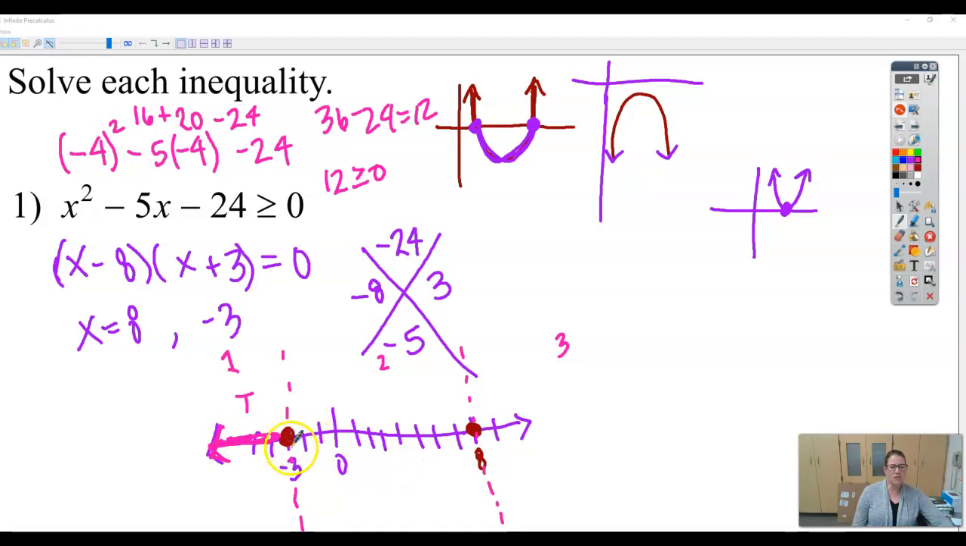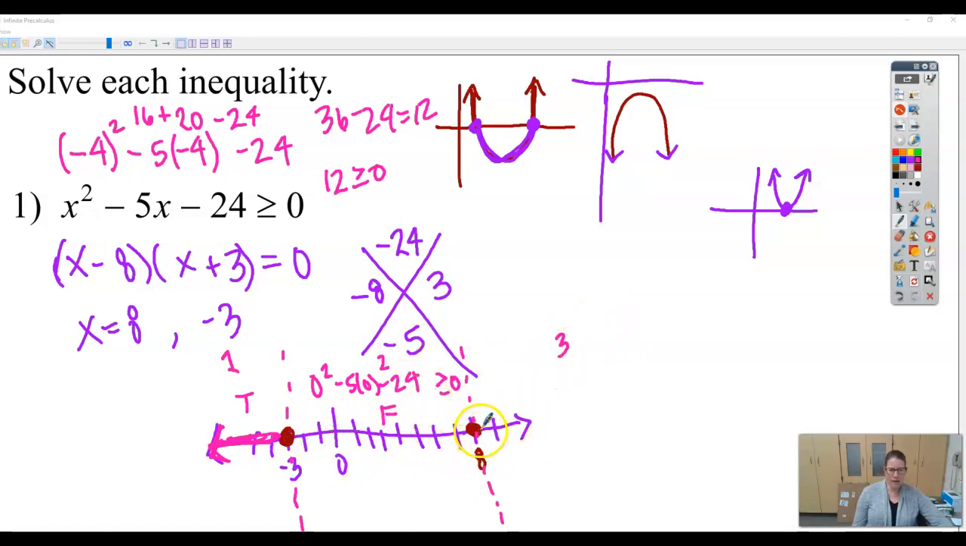Now, if I choose a value between -3 and 8, like 0, it could be any of these, but 0 is really easy to calculate, so I'm going to use 0. I plug it back in here, I would get 0 squared minus 5 times 0 minus 24 is greater than or equal to 0. So that's 0, 0. So it would just be -24 is greater than or equal to 0. Well, -24 is not greater than or equal to 0. So this section right here is false, and we're not going to highlight that part.